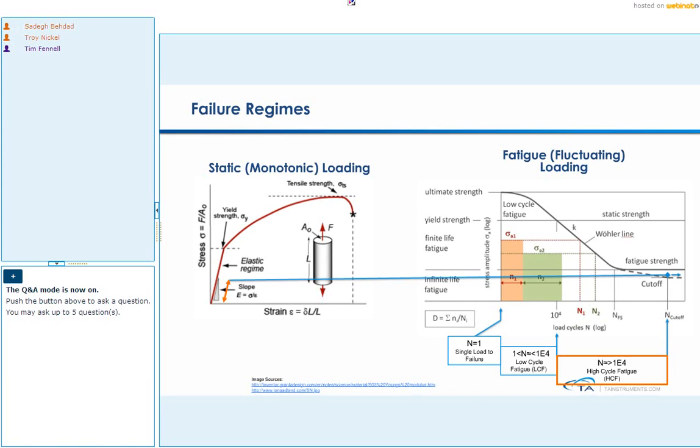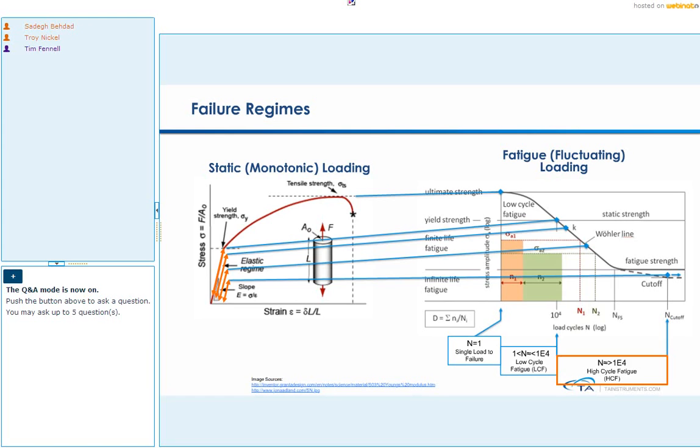So again, we are looking at various stress levels on the y-axis and the number of cycles that it takes to break that sample on the x-axis. So we call it an SN curve, so stress versus number of cycles. And we will have three regions in this graph.